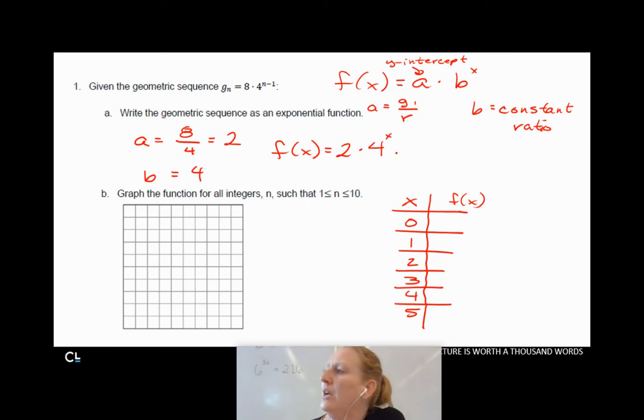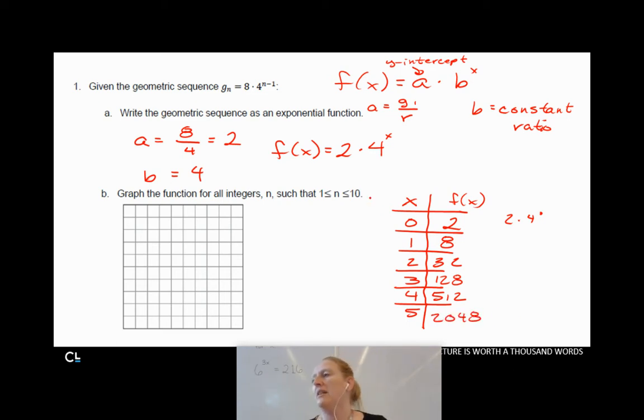So if I plug in a 0, of course, that's 2 times 4 to the 0 power. 4 to the 0 power is 1, times 2, which is 2. But I guess we knew that because that's our y-intercept. And while I could plug in, we also know the pattern is to multiply by 4, so I could just grab a calculator and multiply by 4. So 2 times 4 is 8, times 4 is 32, times 4 is 128, times 4 is 512, times 4 is 2048.